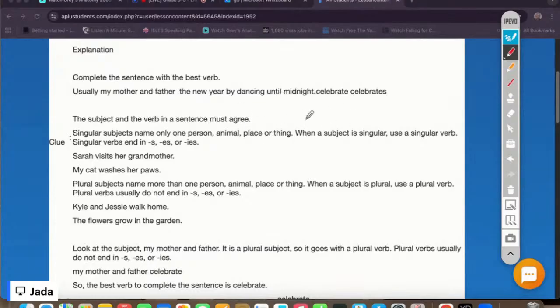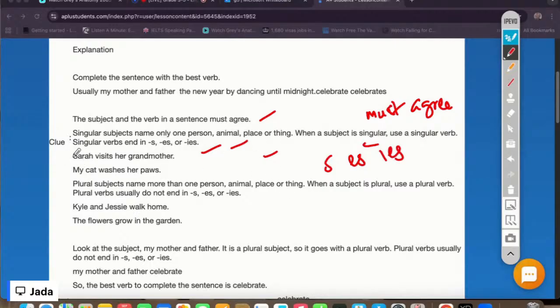Alright, the subject and the verb in a sentence must agree. So, whenever you have a subject and a verb in a sentence, there needs to be an agreement, okay? The singular subject names only one person, animal, place, or thing. When a subject is singular, you have to use a singular verb, and the singular verb usually ends in s, es, ies. This is for the singular verb.